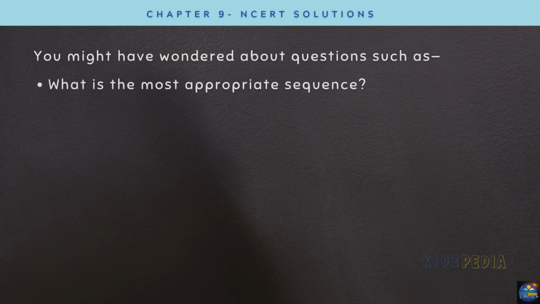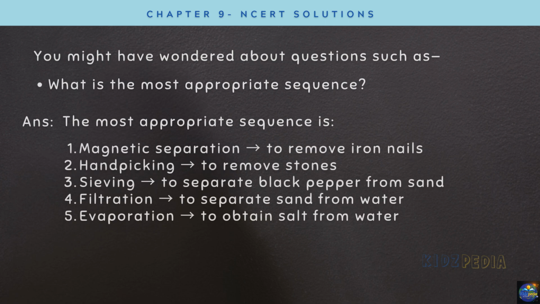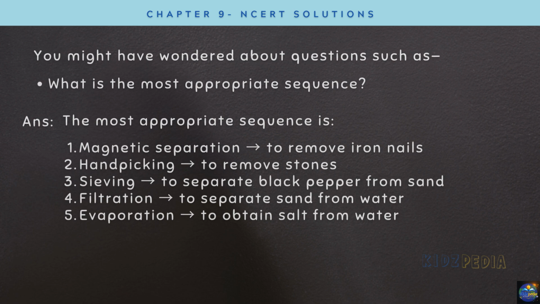What is the most appropriate sequence? The most appropriate sequence is magnetic separation, that is to remove iron nails, hand picking to remove stones, sieving to separate black pepper from sand, filtration to separate sand from water and evaporation to obtain salt from water. The sequence follows the easiest and most effective methods first based on the properties of each substance.